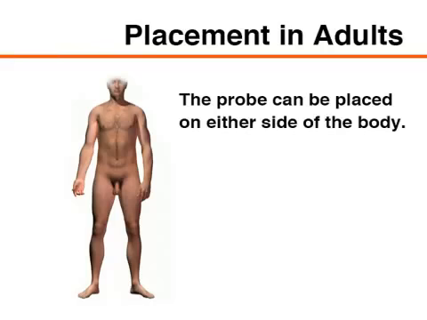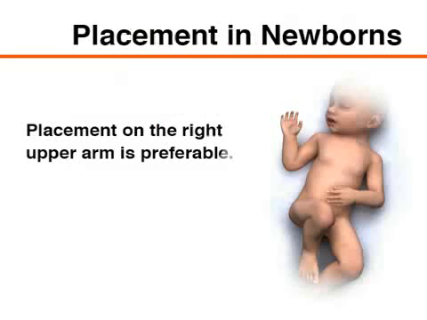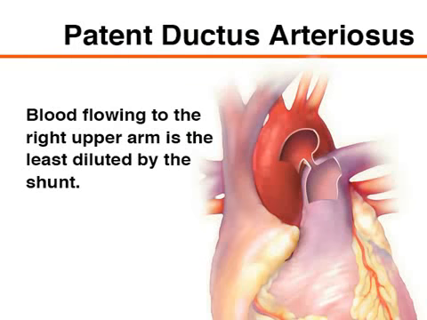In adults, the probe can be placed on either side of the body. In newborns, however, placement on the right upper arm is preferable because of the possibility of a patent ductus arteriosus. Blood flowing to the right upper arm is the least diluted by the shunt and is therefore the most oxygenated.